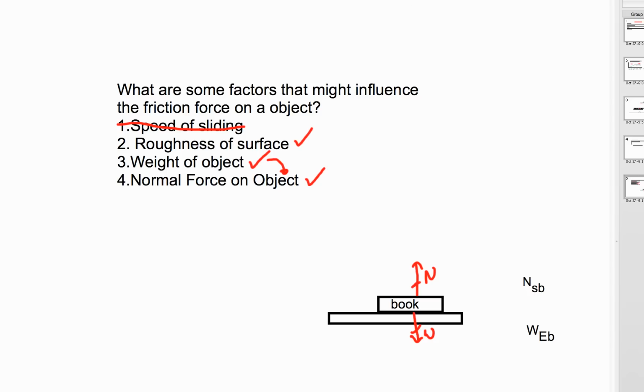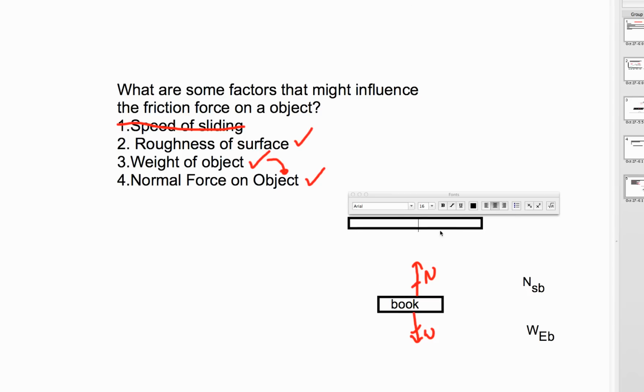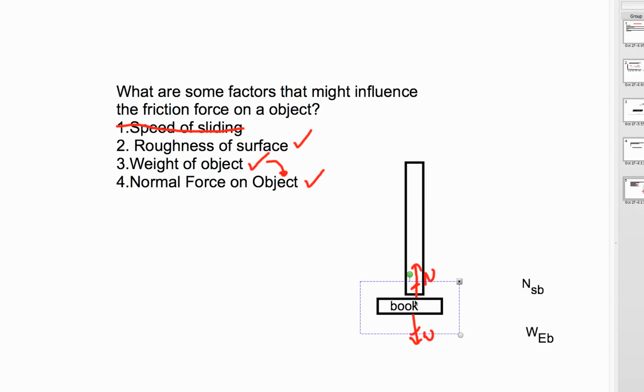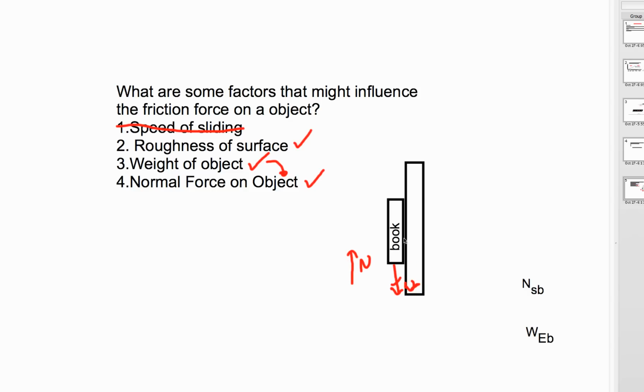Now, what happens if we take our tabletop, however, and we turn it on its side? And we do the same thing with the book. Okay, then, in this case, the weight vector actually acts down and doesn't press the book into the friction bumps of the table at all.